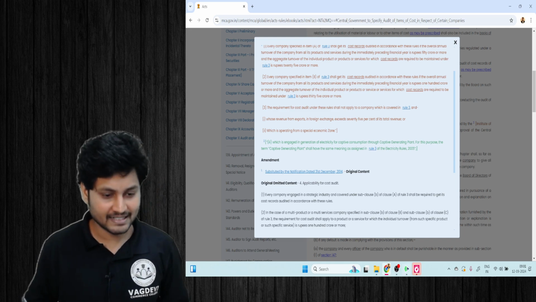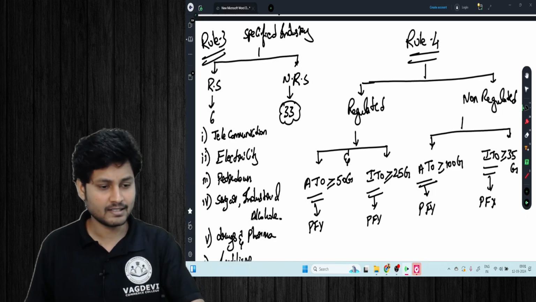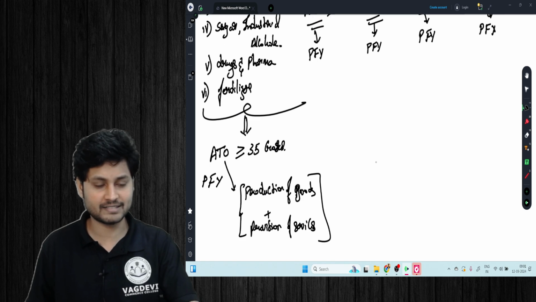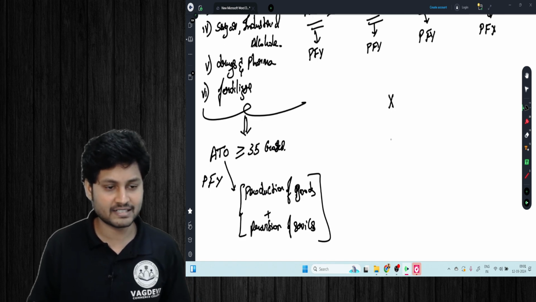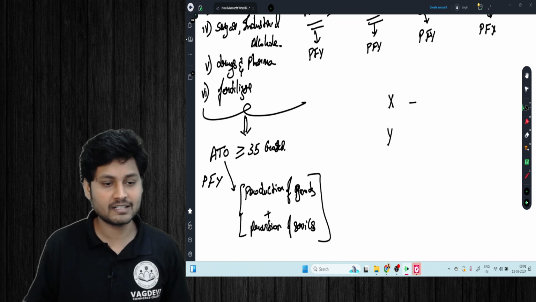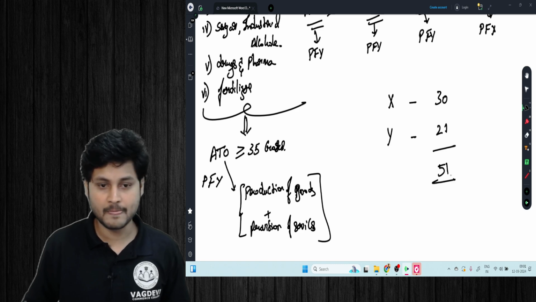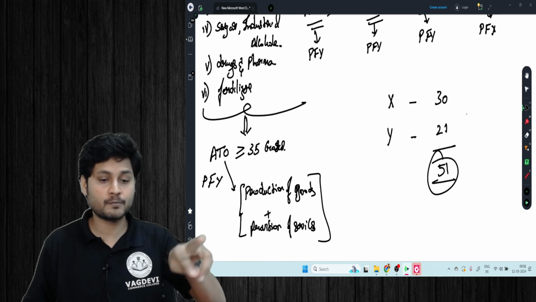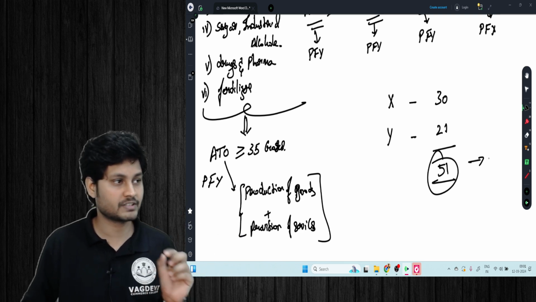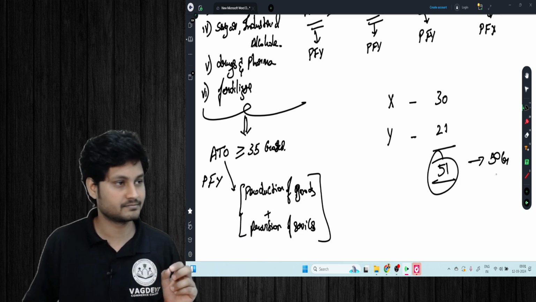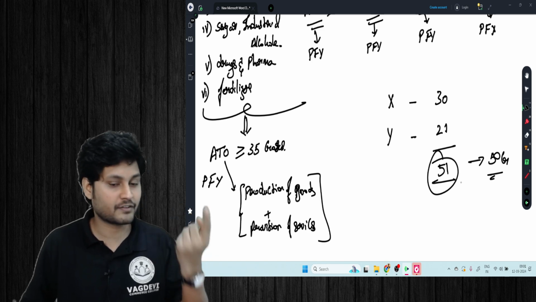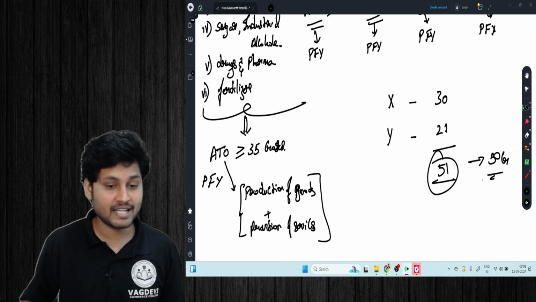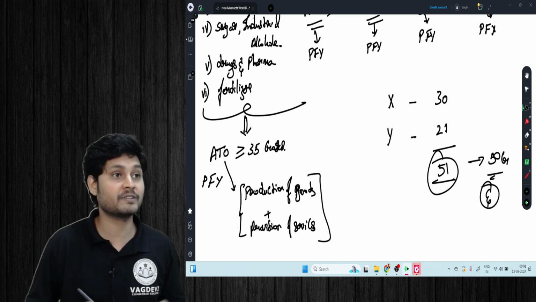Let me write like this. I am trying to give you an example for the same. There are two products, product X and product Y. Product X turnover is 30, product Y turnover is only 21. So the total is 51. So the aggregate turnover of the two products crossed 50 crores. The first condition is satisfied.